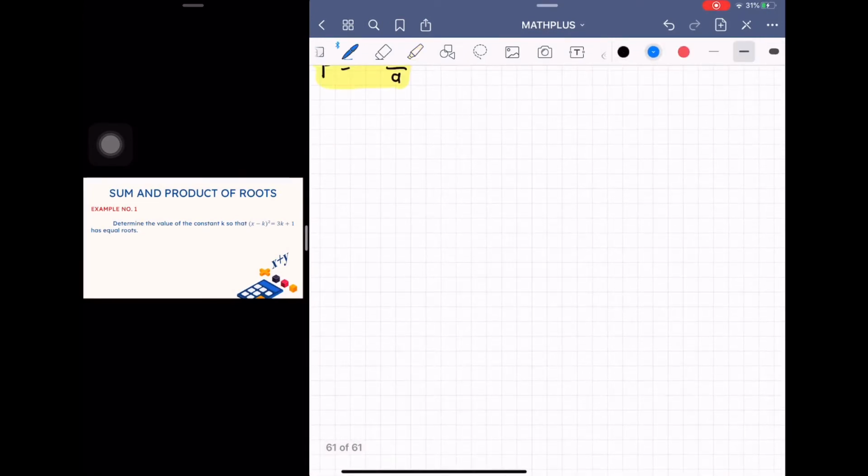Okay, so let me write here example number 1. We are being asked to find the value of the constant k so that the expression (x minus k) squared equals 3k plus 1 will have equal roots. So this means we should be able to apply everything that we learned starting from the first video of quadratic equations up to the last one. Okay, up to this one.